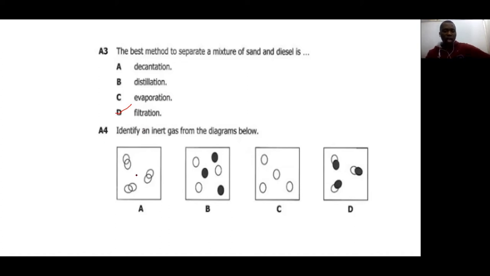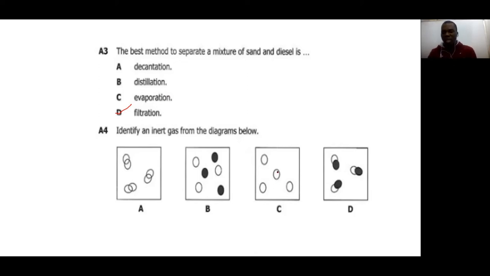Okay, so diagram A, this one, as you can see, it represents what we call a diatomic gas, because there are two atoms. This is an atom and that is an atom. So this one represents a diatomic gas. Then B represents what we are calling a mixture, because you can see there are two different types of atoms in here and they are not chemically combined. So this is definitely a mixture.